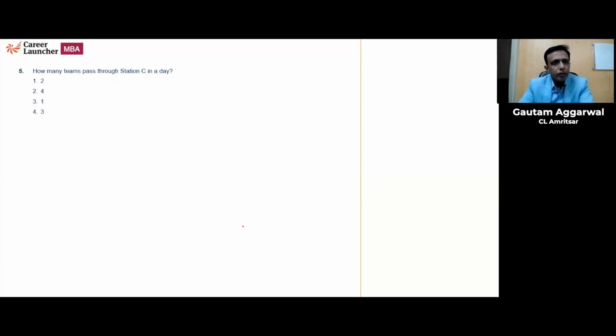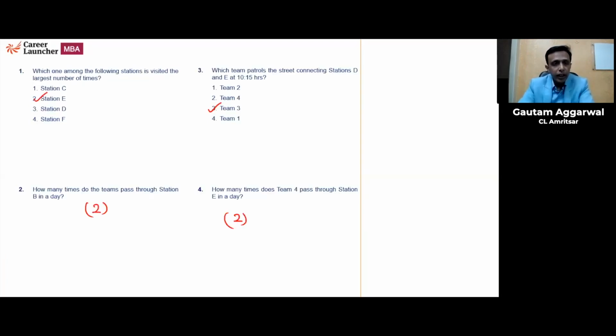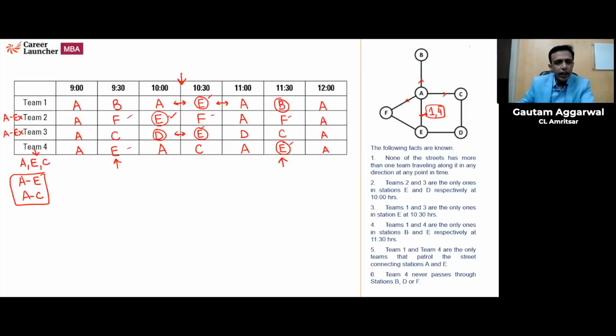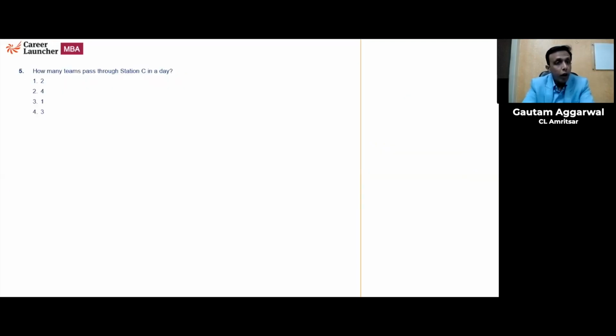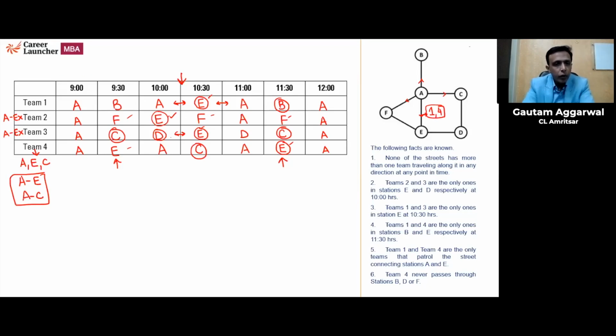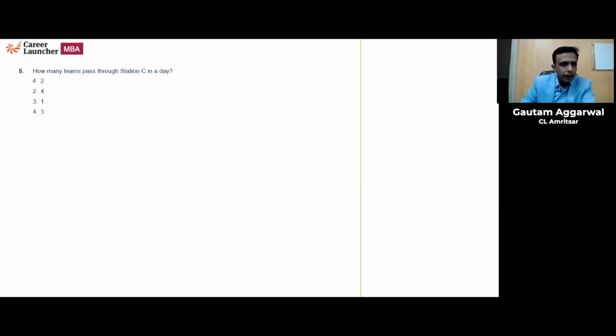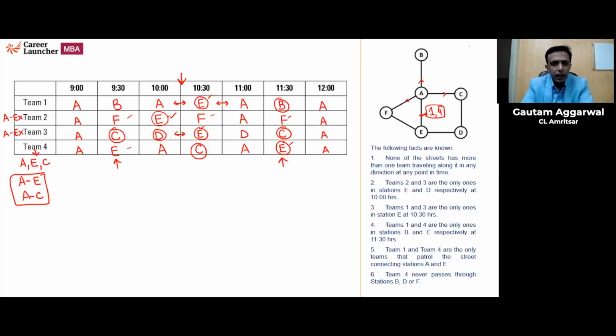And how many teams pass through station C in a day? Station C in a day has to be once, 2, and 3. So how many teams? There were only 2 teams, team 3 and team 4. So there were only 2 teams that passed through station C.